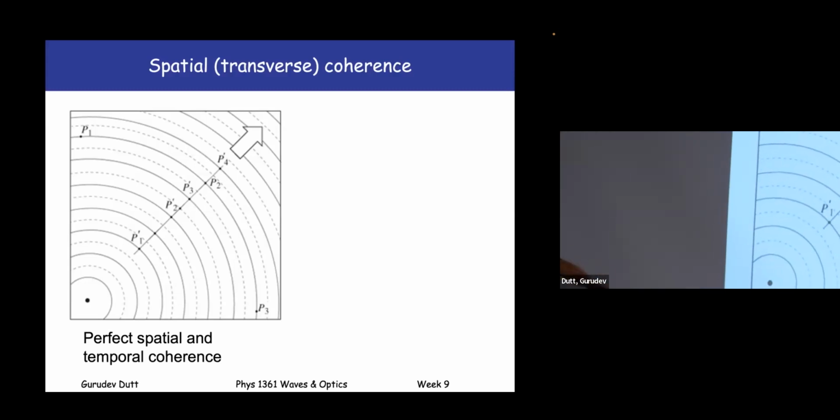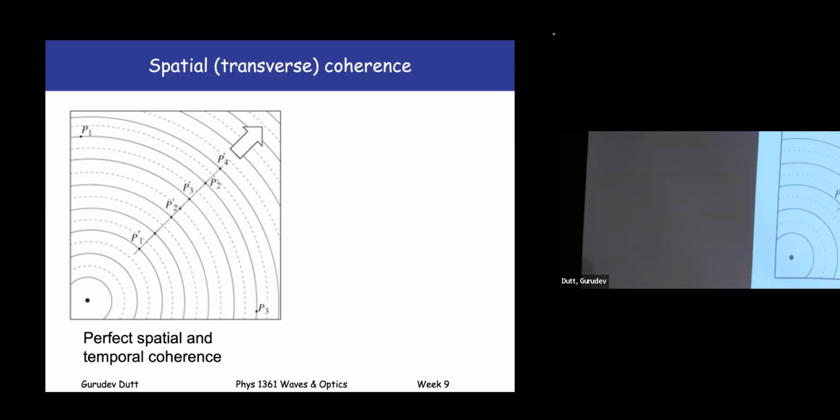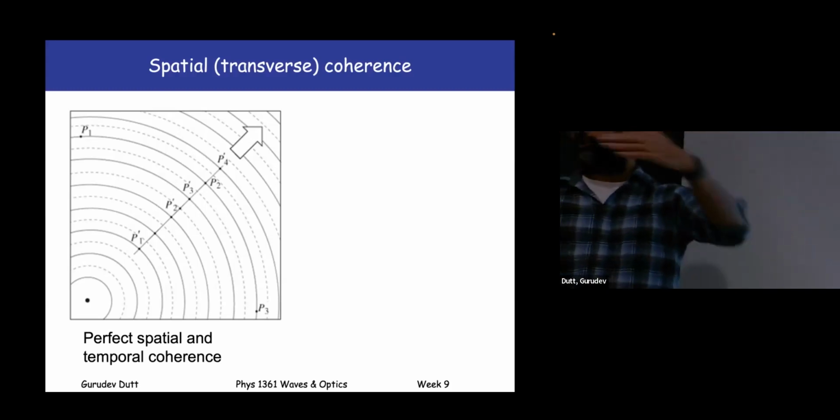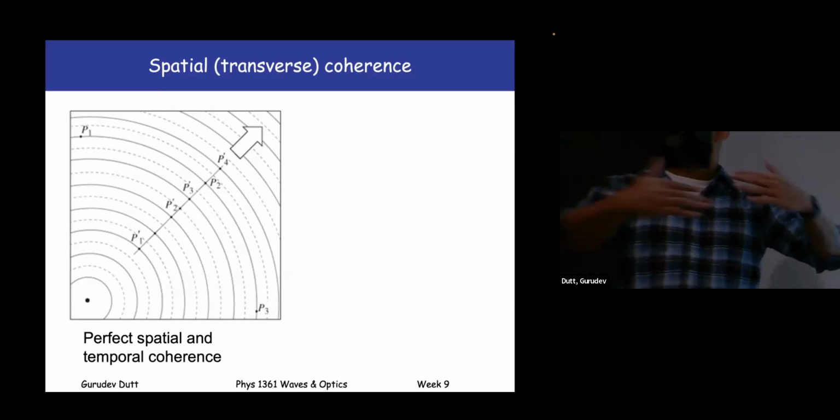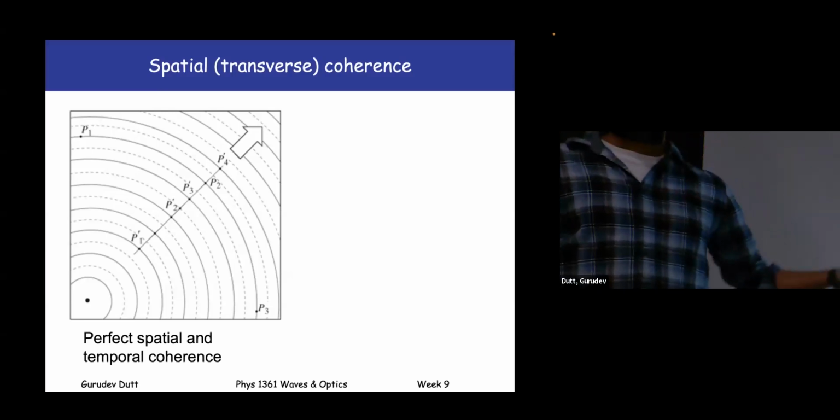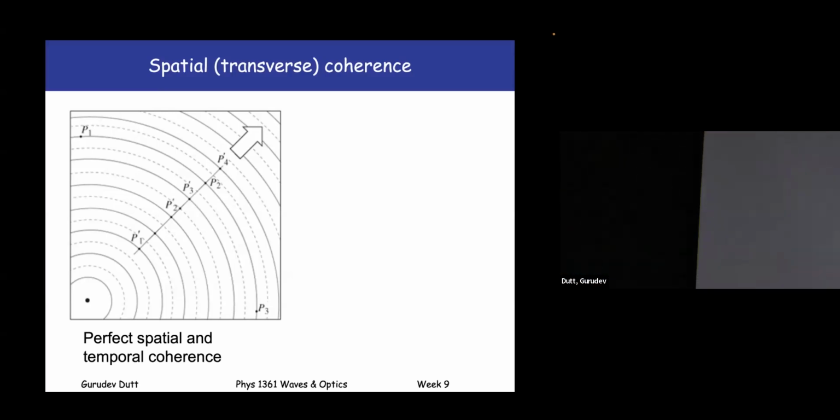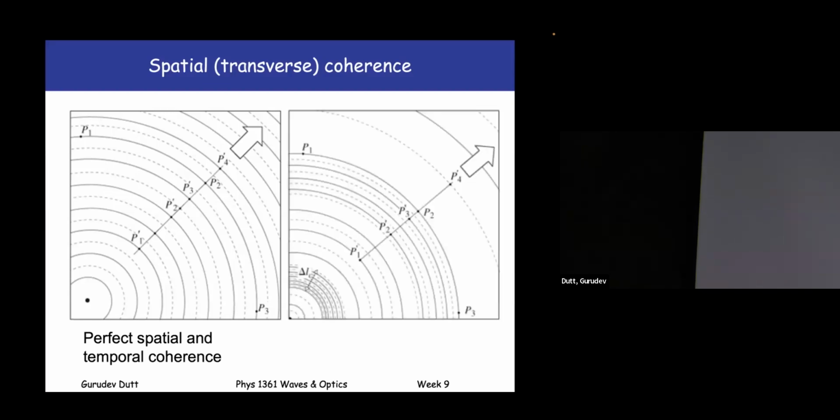So this source, we say, has perfect temporal coherence, which, as I've just told you, is the same as longitudinal coherence. But it also has what we call spatial or transverse coherence, meaning along the wavefront. The wavefront is well defined, and we know exactly where on the wavefront we can look at the wave. Okay.